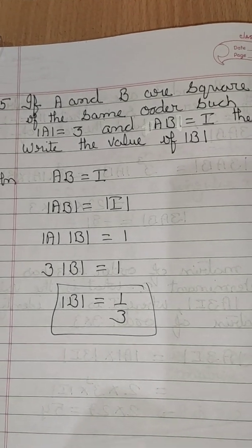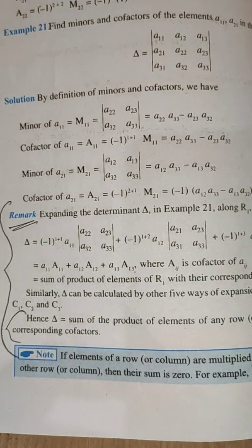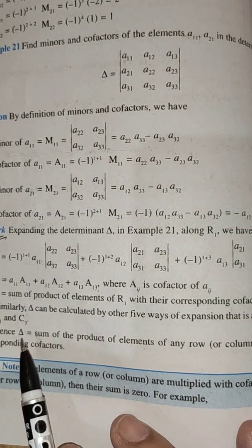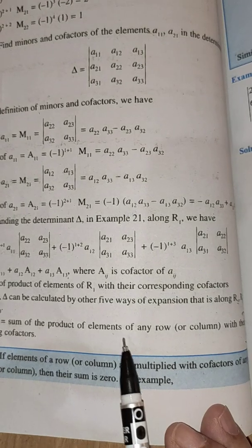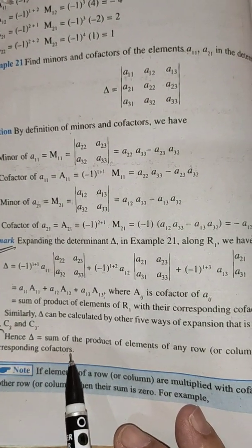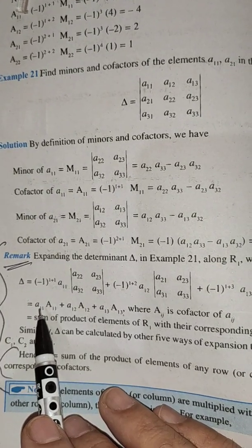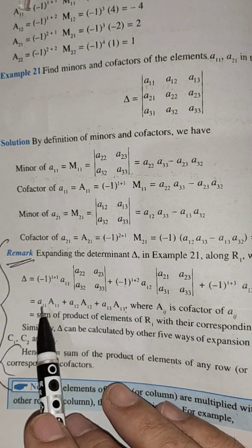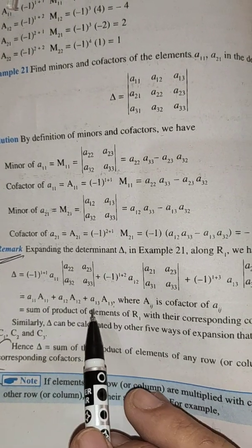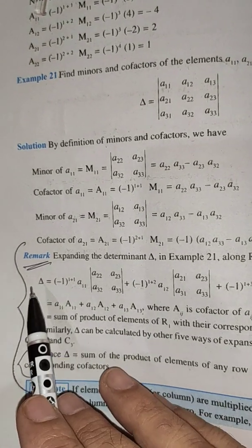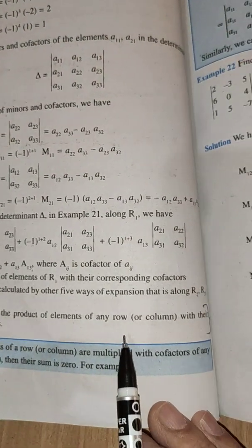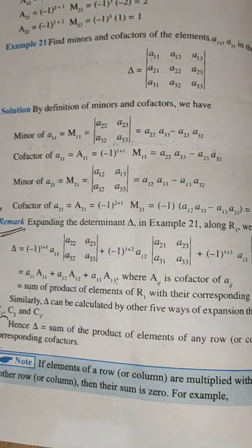Our question is complete. Two more concepts you have to learn. Sometimes they ask questions based on this concept. Determinant value you can also get it as the sum of the product of elements of any row or column with their corresponding cofactors. अगर हम लोग किसी भी row के सारे elements को उनके cofactor से multiply करके उसका sum find out करें, so it is equal to what? It is equal to the determinant value.